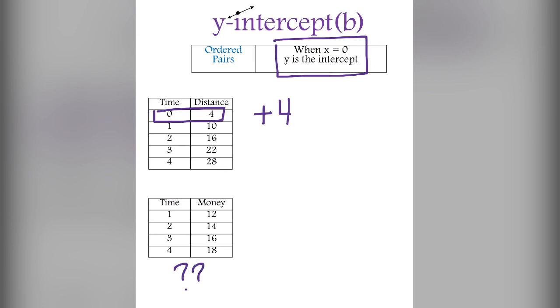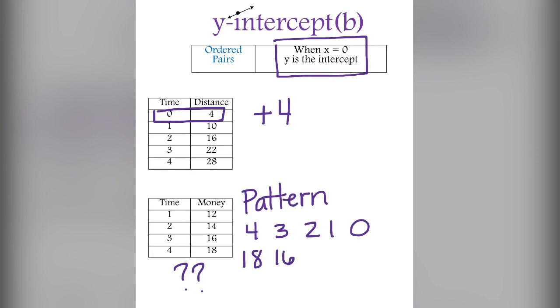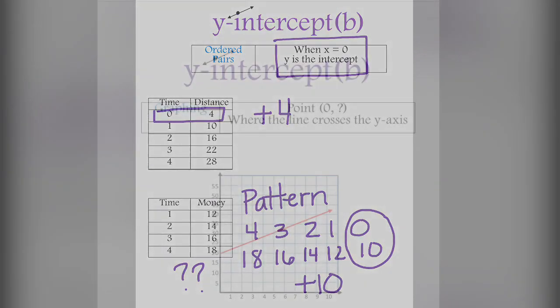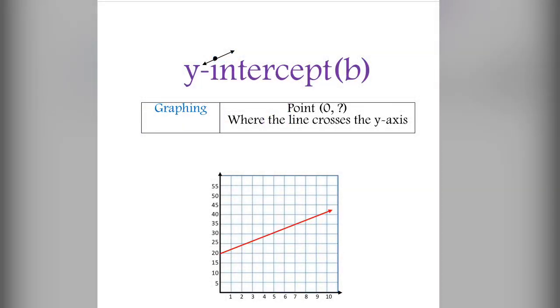But look at the other table. What do we do when we don't have the 0? Well, we're going to go ahead and look at the pattern. You will see the time is going 4, 3, 2, 1. Last would be 0. The money goes 18, 16, 14, 12, and 10. There's the pattern. Your (0, 10). 10 is your y-intercept. How about a graph?